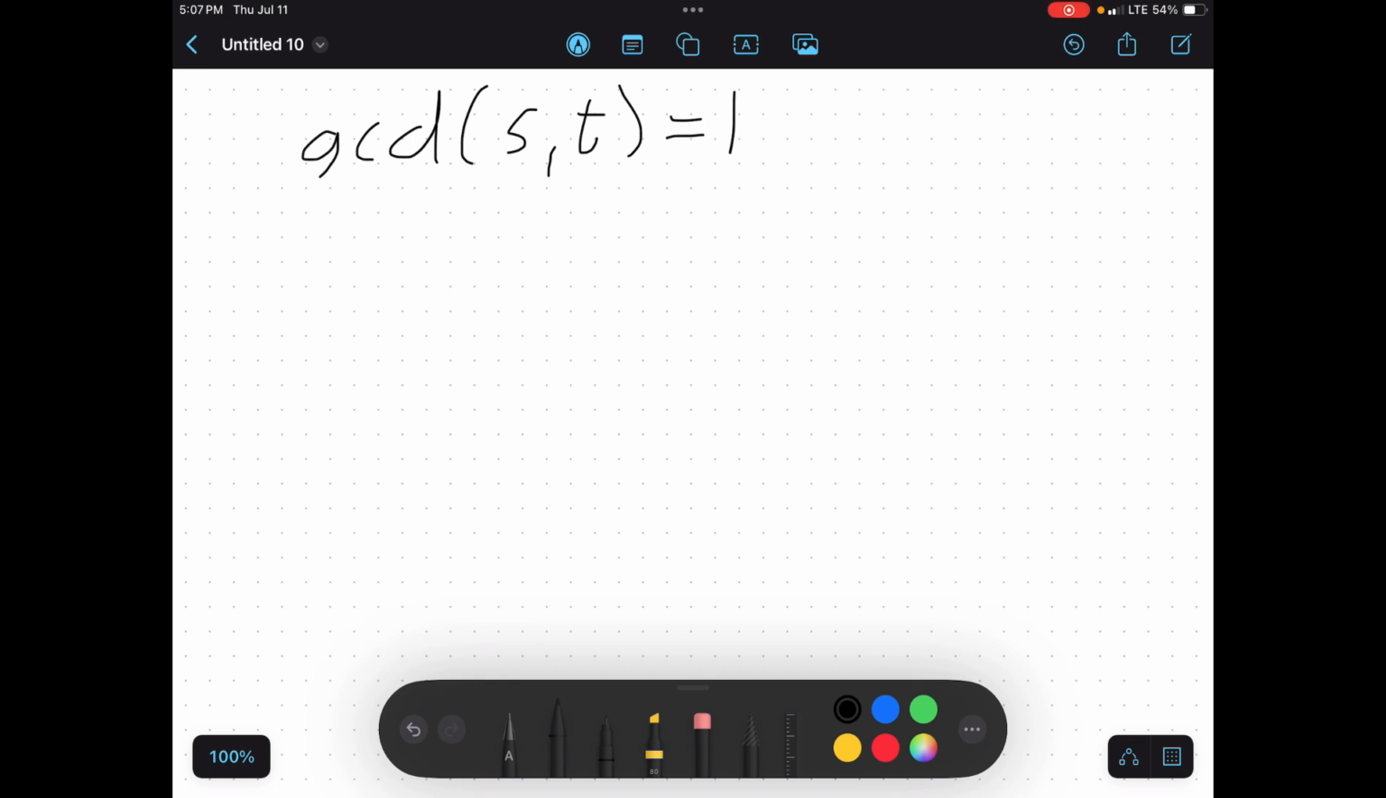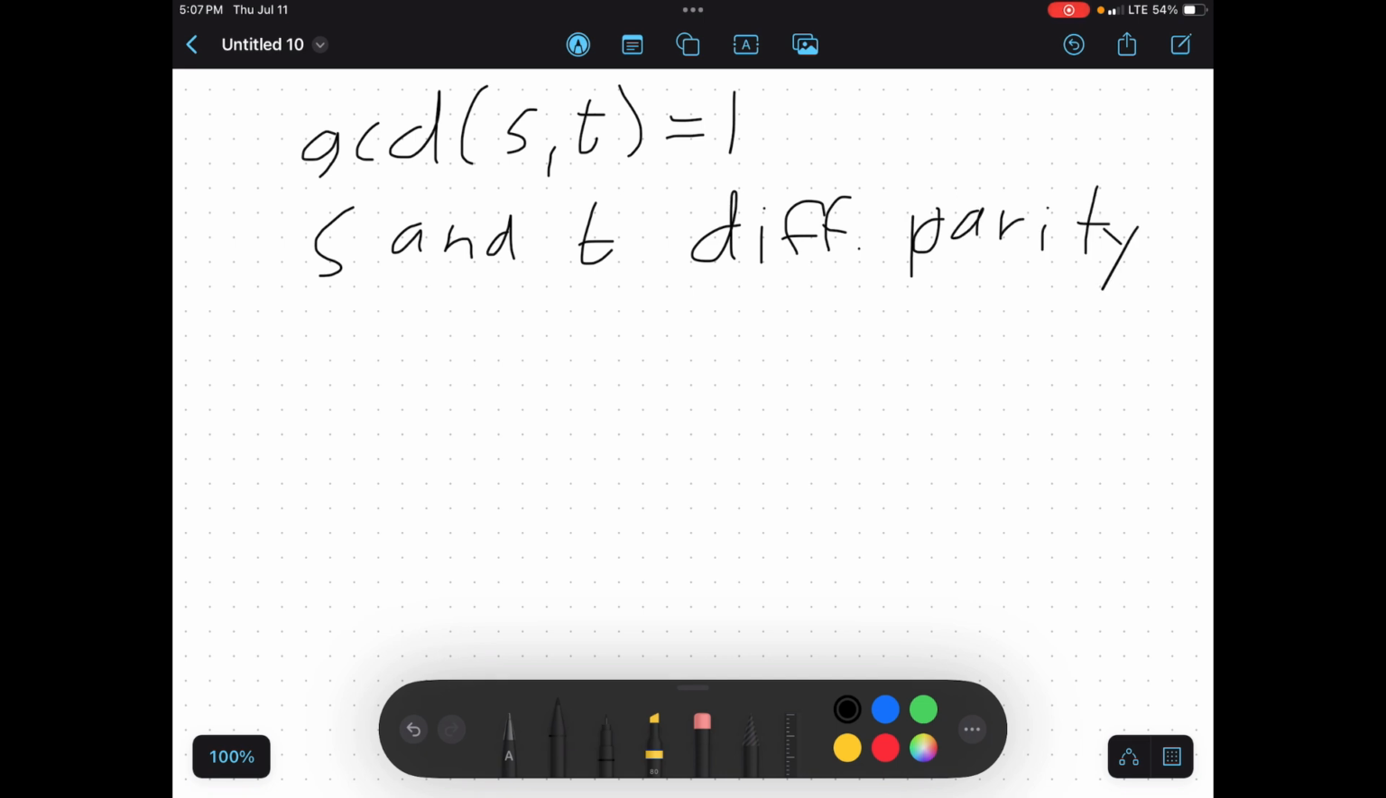The other thing is that s and t have different parity. I'm just going to abbreviate here, different parity. I hope I'm spelling that correctly. And all this means is one is odd, one is even. It doesn't matter which is odd and which is even, but one must be odd and one must be even. So let's take a look at an example where maybe these conditions aren't met and compare them to a situation where these conditions are met.